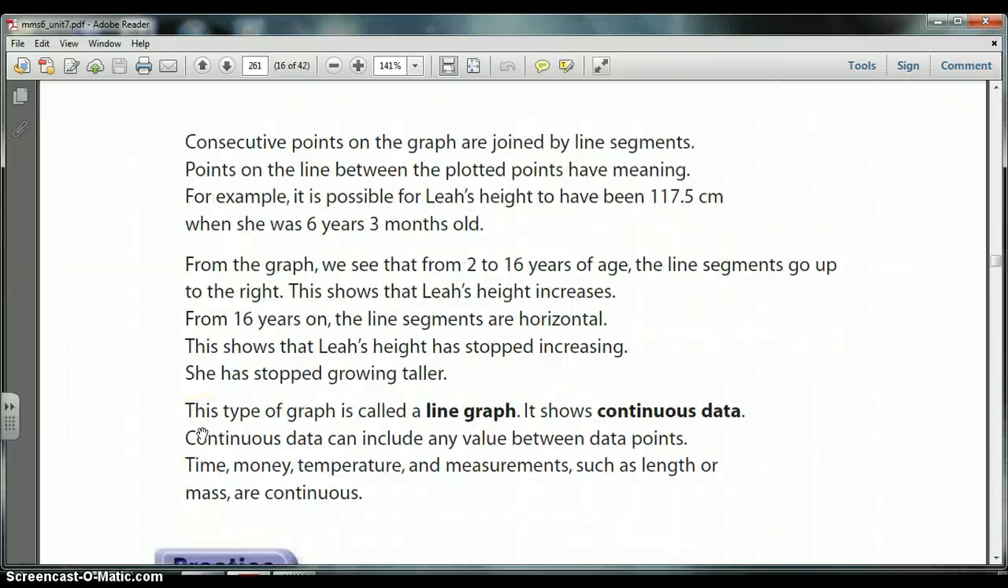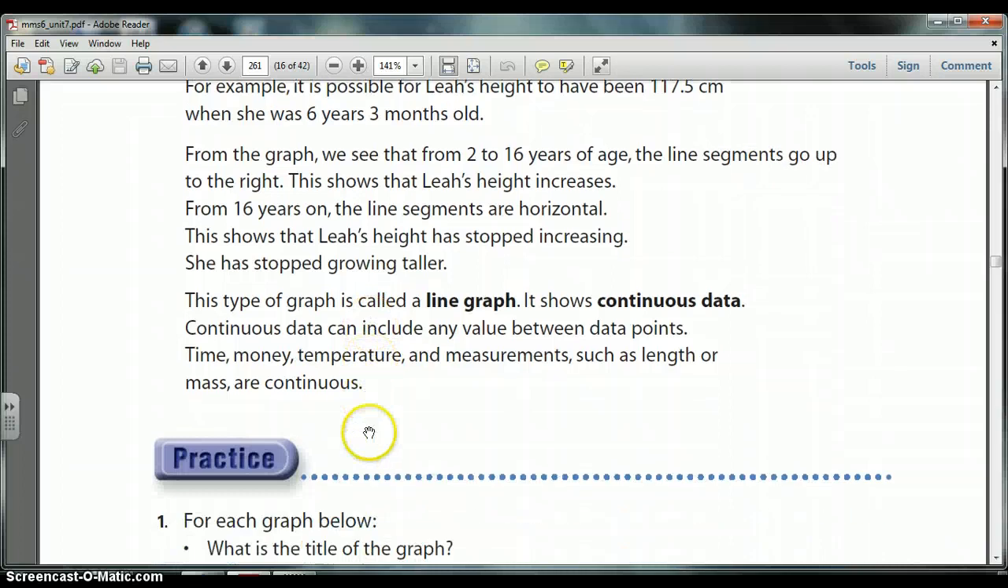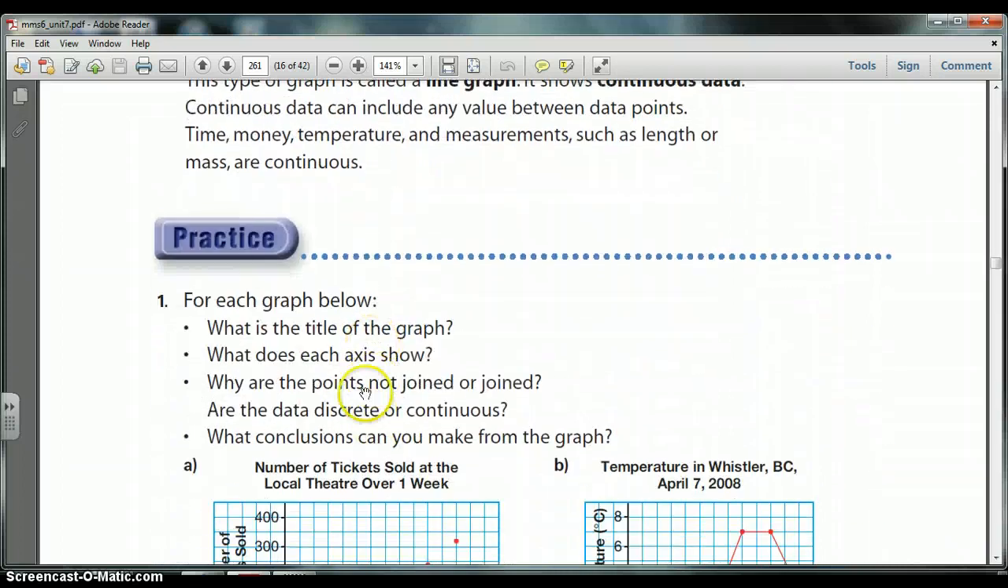Okay? This type of graph is called a line graph. It shows continuous data. Continuous data can include any value between data points. Time, money, temperature, and measurements such as length or mass are continuous. Keep those in mind as you're doing the activities, which you're going to do now.